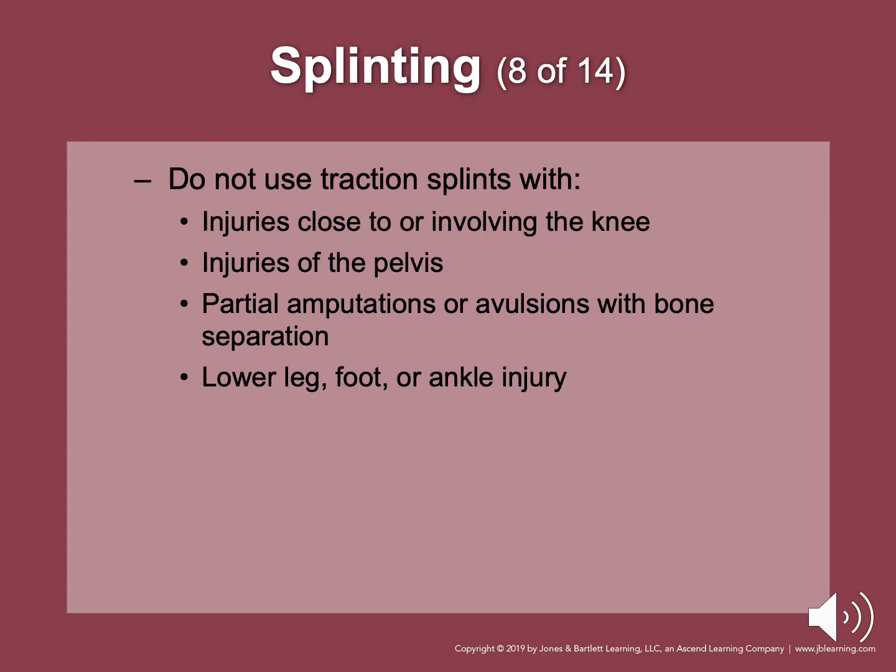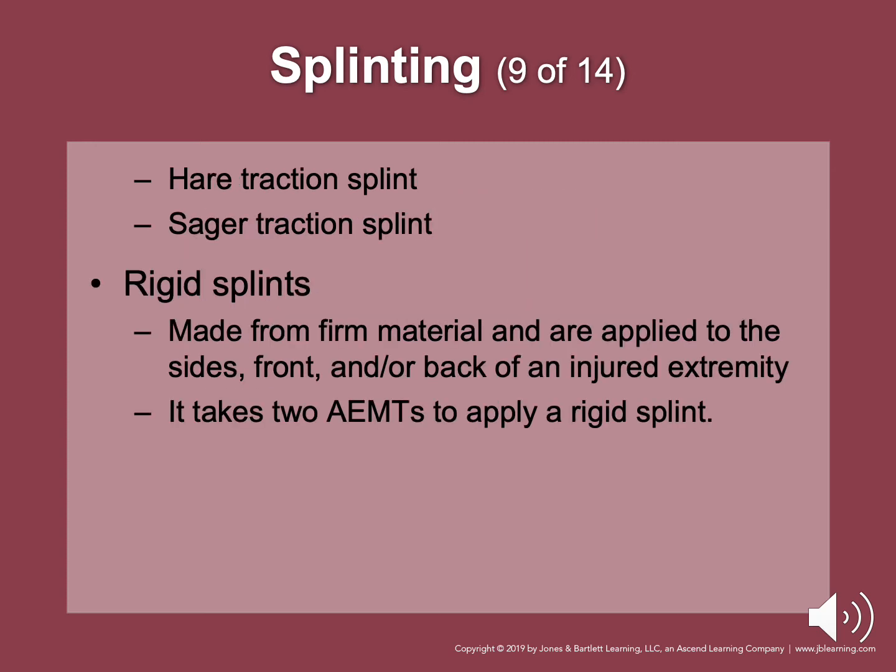So you're going to use your Hare traction splint or your Sager traction splint to help reduce the pain and align that bone a little bit. Both are used to reduce pain. That's the main goal. Rigid splints are made from a firm material and applied to the sides, front, or the back of the injured extremity.